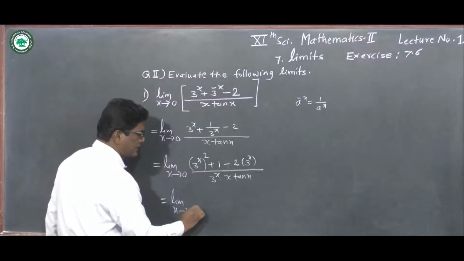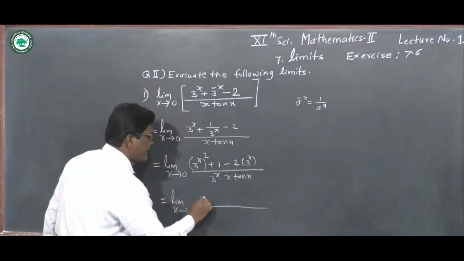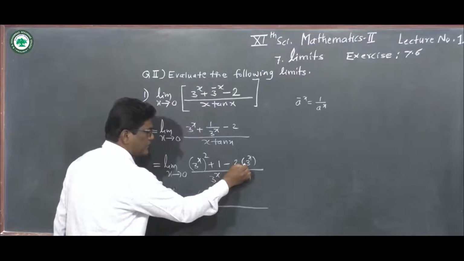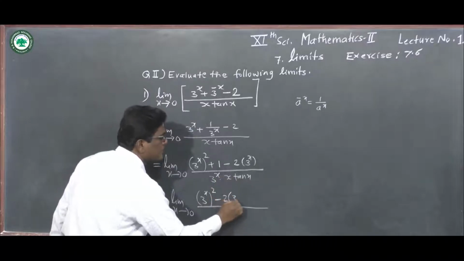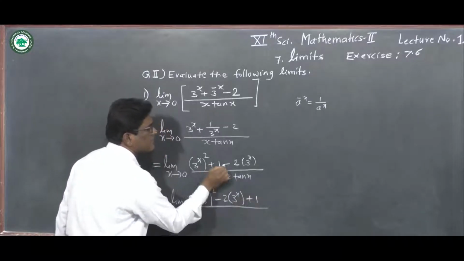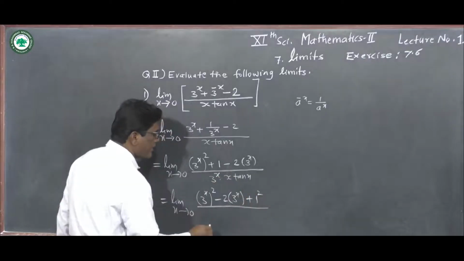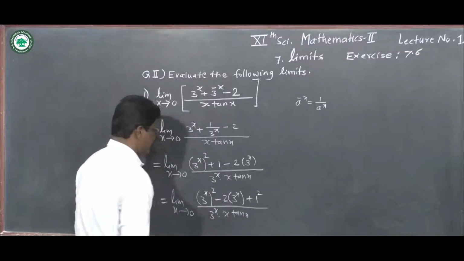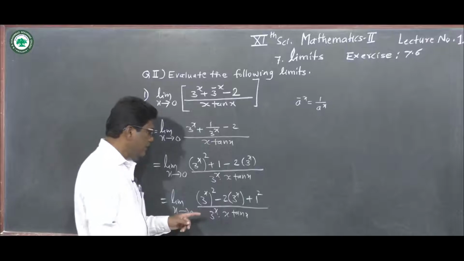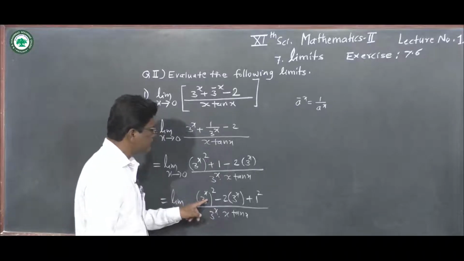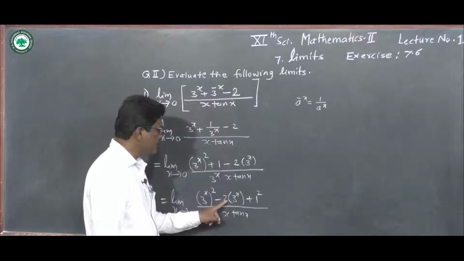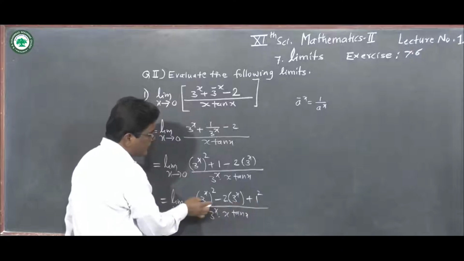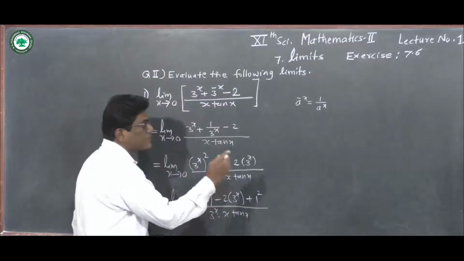Now observe the numerator. We write this numerator as 3 to the power x bracket square, minus 2 into 3 to the power x, and plus 1. We may write this 1 as 1 square, and divided by 3 to the power x into x tan x. And now here observe the numerator. Here a square minus twice a into, suppose here b, that is 1, plus b square, that means the numerator is a minus b bracket square.